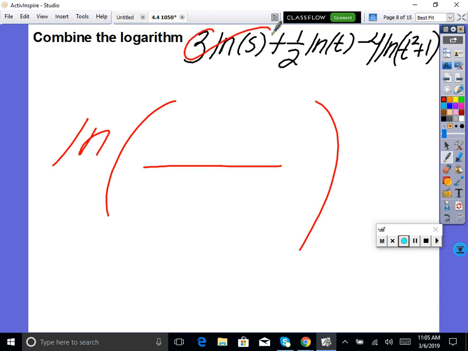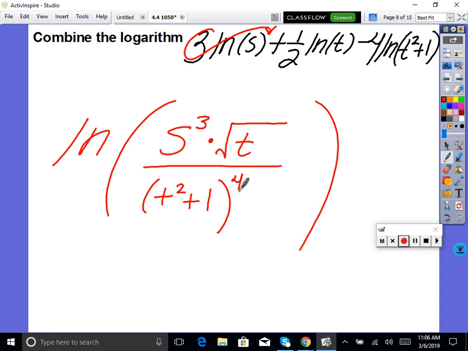So this 3 is an exponent, so don't we have s cubed? Then it's another plus, so we times, right? Square root of t, then subtract means flip, so then we have a t squared plus 1 to the 4th. T squared plus 1 to the 4th, right? So the negative flips it. Remember, the negative flips it.